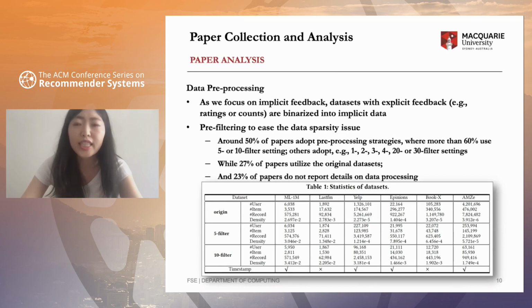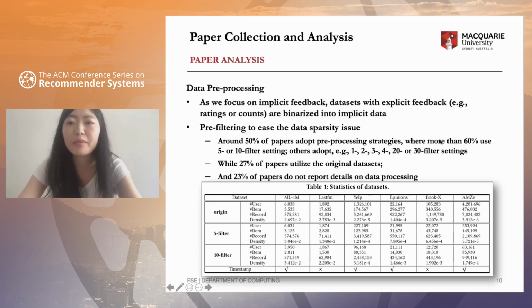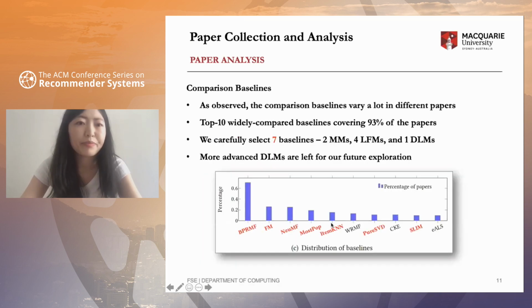And in terms of the data pre-processing, we find that around 15% of the papers adopt pre-processing strategies, and among them, more than 16% use 5 or 10 filter settings, and others adopt some other settings. So besides the original setting, we also consider the 5 and 10 filter settings by following the majority. The table here shows the statistics of the data sets we utilized in our experiments.